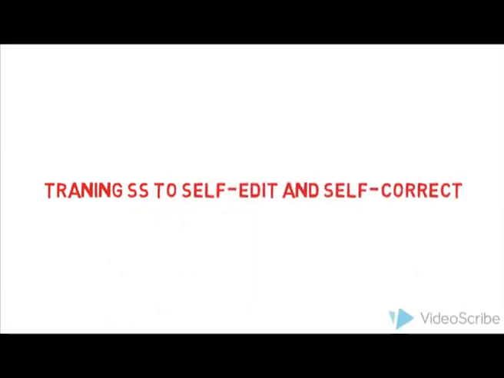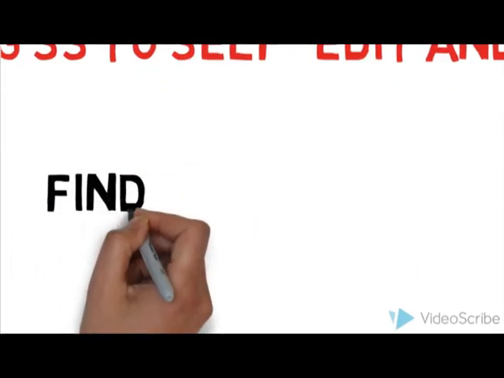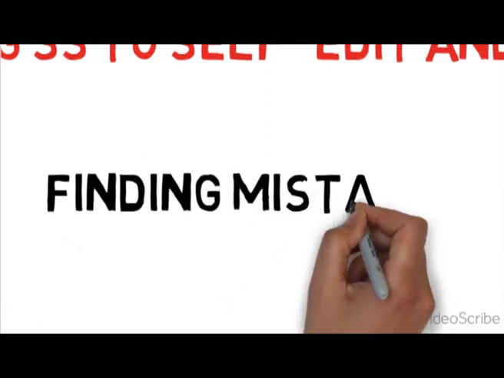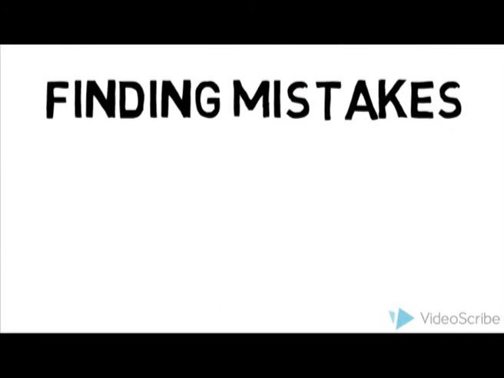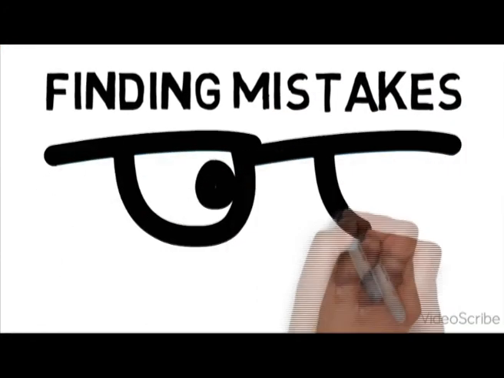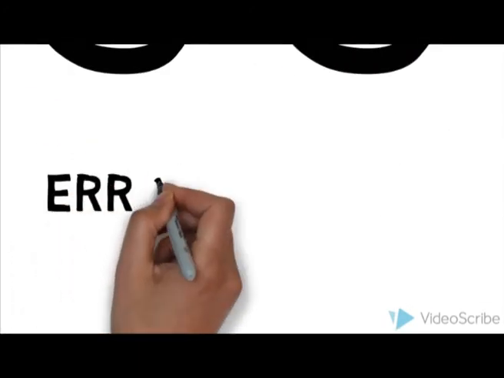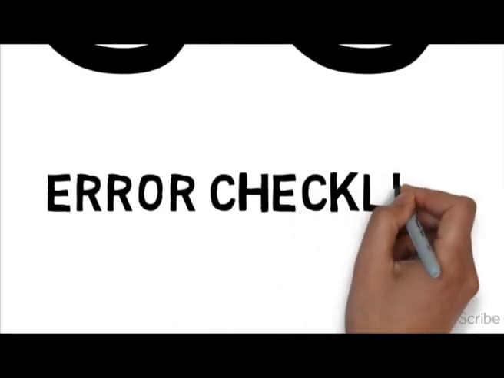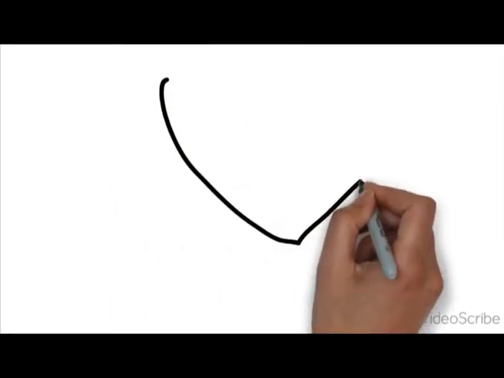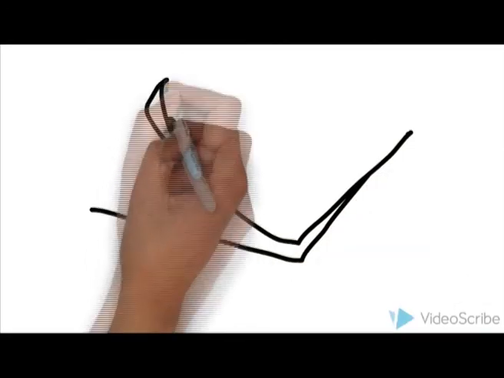Training students to self-edit and self-correct. Finding mistakes. We could have students identify wrong sentences. Then we could let them correct them. Error checklist. A checklist can be constructed and handed to students to encourage them to do it with care. The teacher can change the error checklist depending on the particular errors that the class has made.